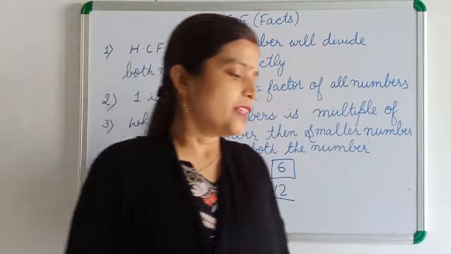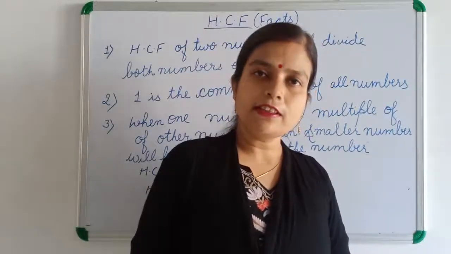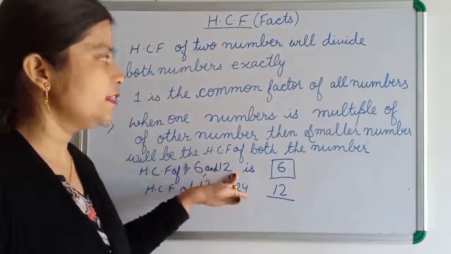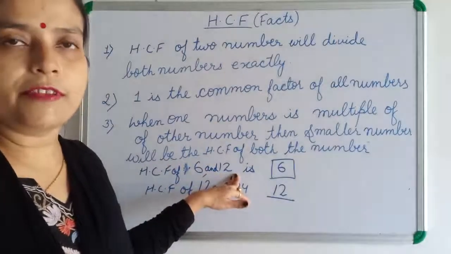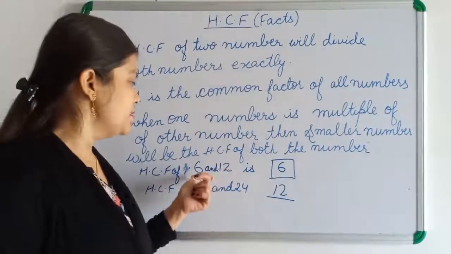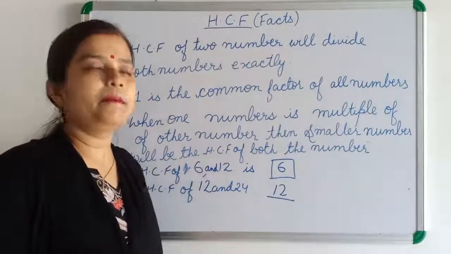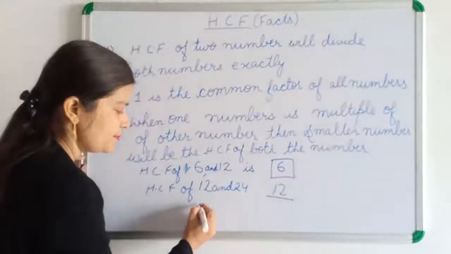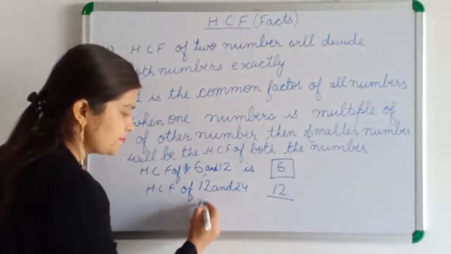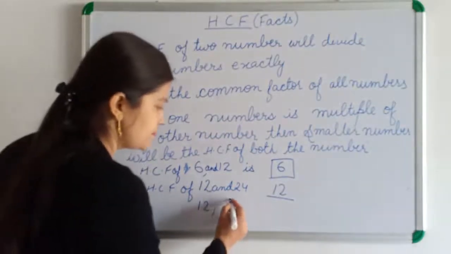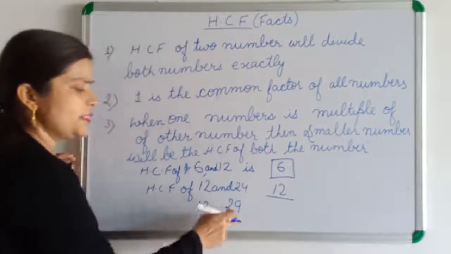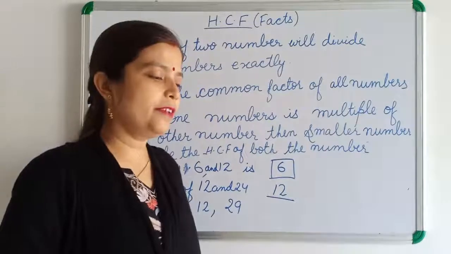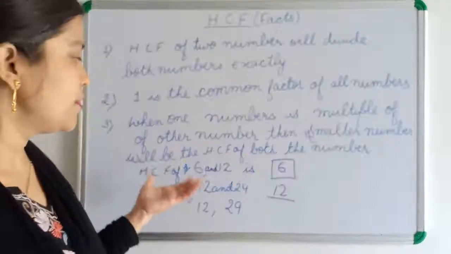Okay. Next: a smaller number is always a factor of a greater number. Now here it is given that the smaller number is always a factor of the greater number. No, it is not always a factor of the greater number. Here this smaller number is the factor of 12. But in this other combination, is the smaller number a factor of 29? Is 12 a factor of 29? No, no. So the smaller number is not always a factor of the greater number.